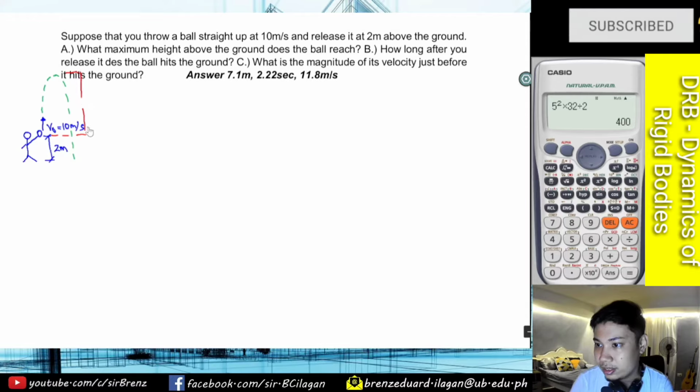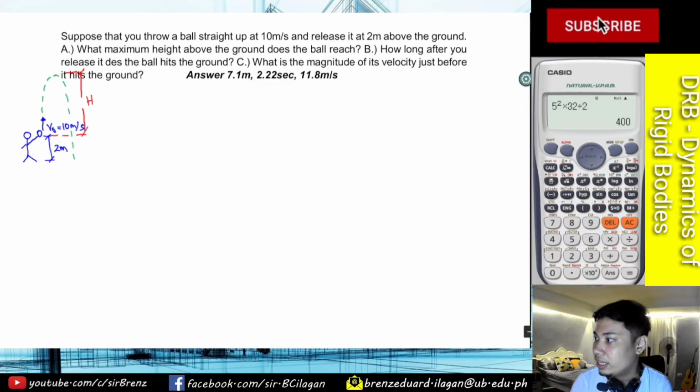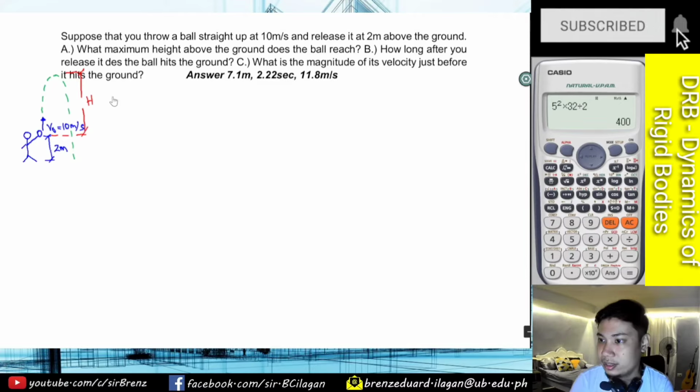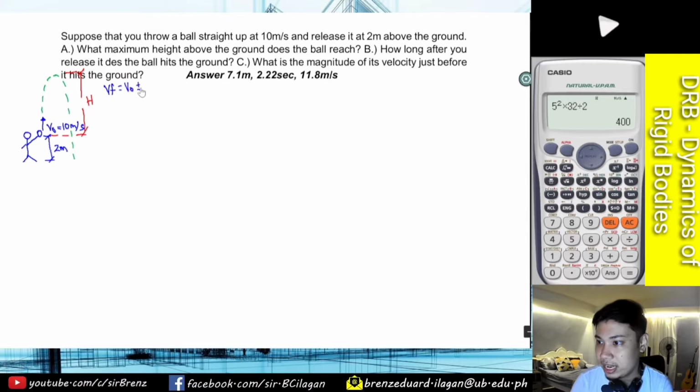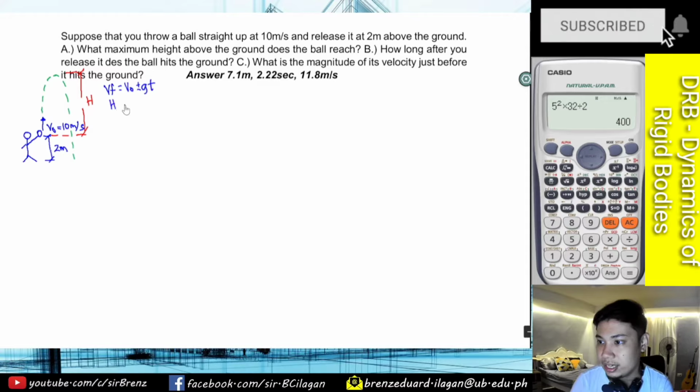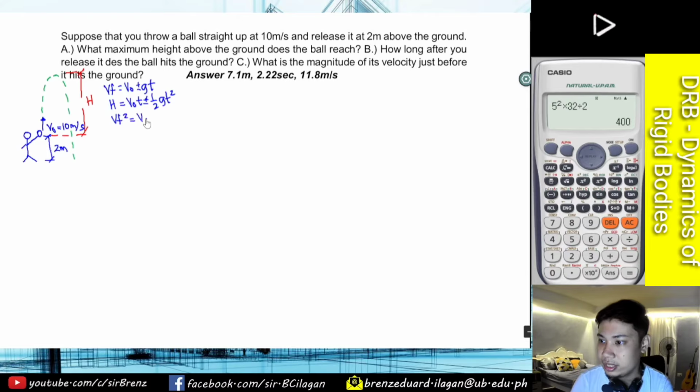So let's say that this is H. So unahin muna natin yung letter A. For letter A, ilatag mo ulit yung mga available equation mo. VF, or the final velocity, is equals to initial, then plus minus GT. And then yung height niya, so ito H na lang natin: VOT plus or minus 1/2 of GT squared. And then the final velocity squared is equals to initial squared plus minus 2GH.